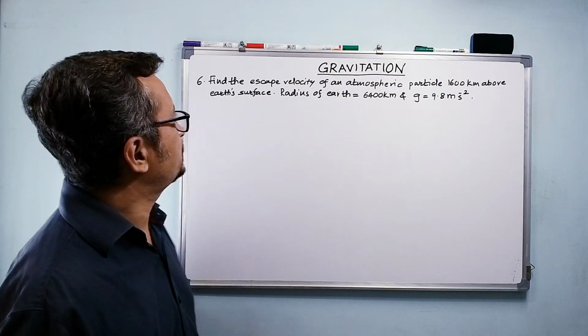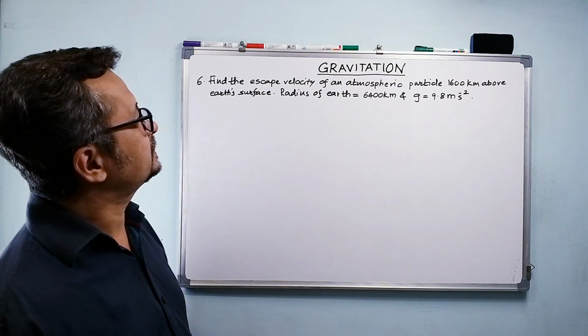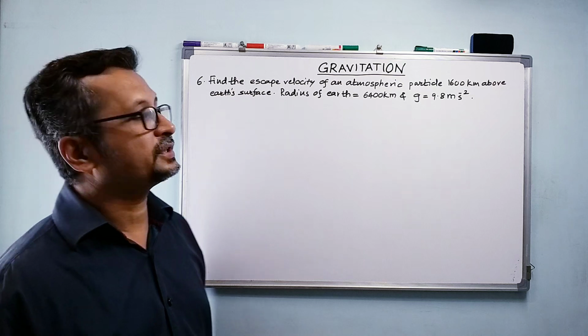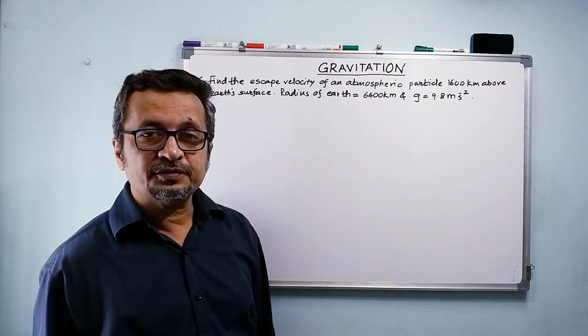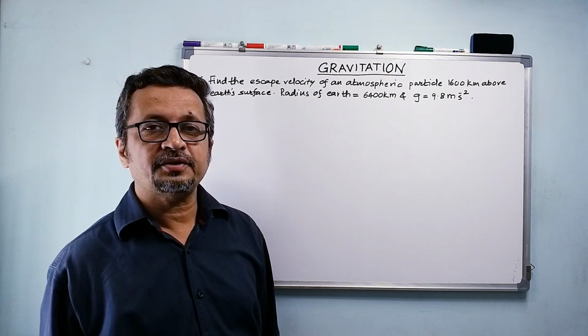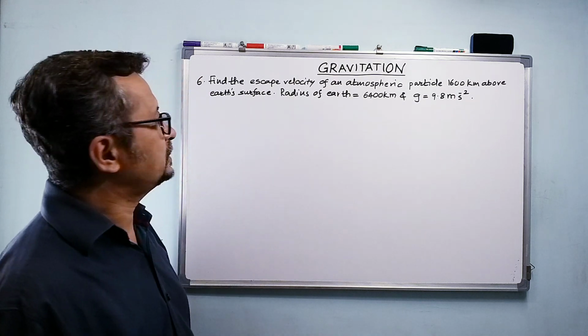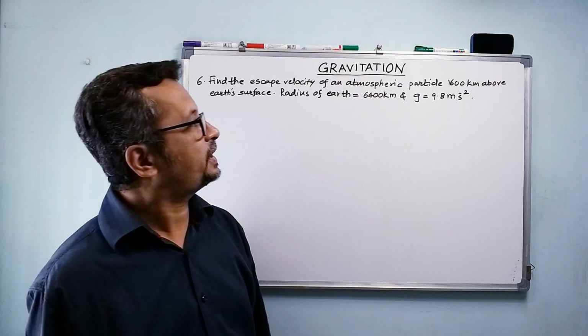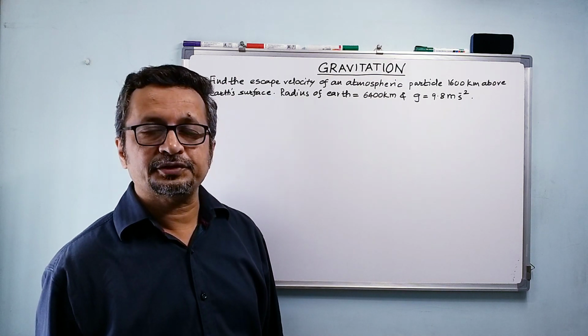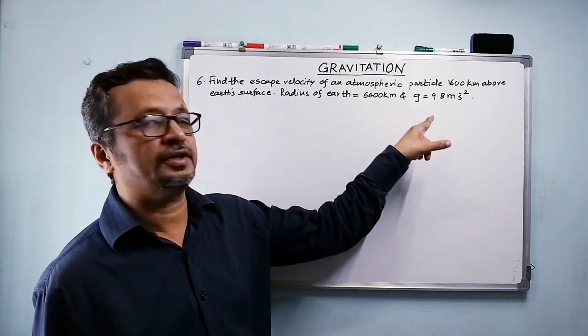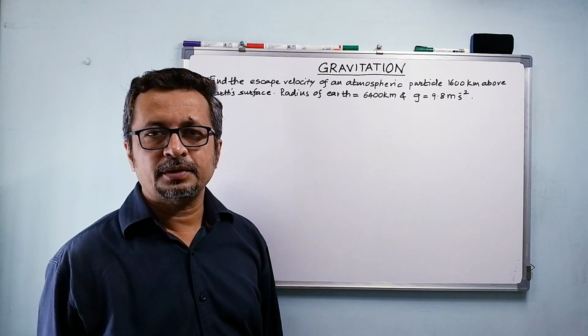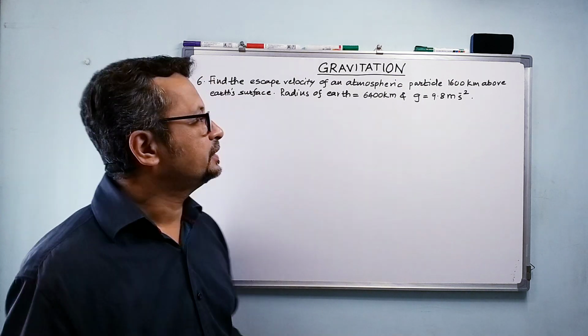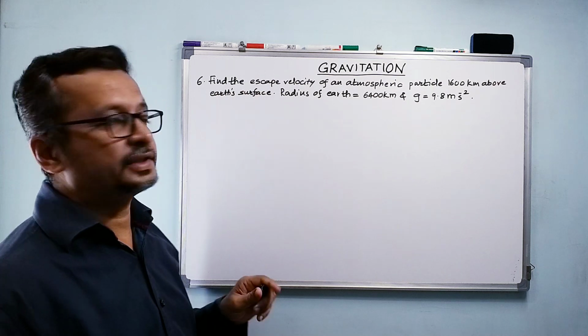So now the next problem is on escape velocity. Find the escape velocity of an atmospheric particle 1600 kilometer above the Earth's surface. Radius of Earth is 6400 kilometer, and the value of acceleration due to gravity, that is small g here, is 9.8 meter per second square. Now we have to find the escape velocity.